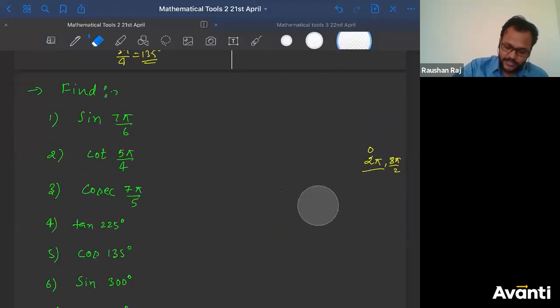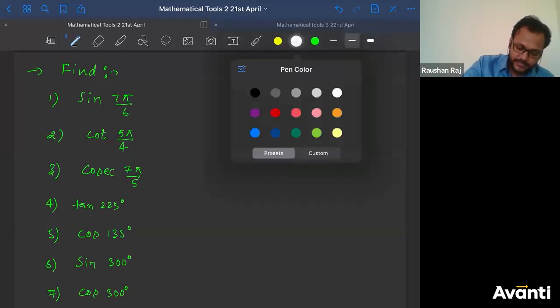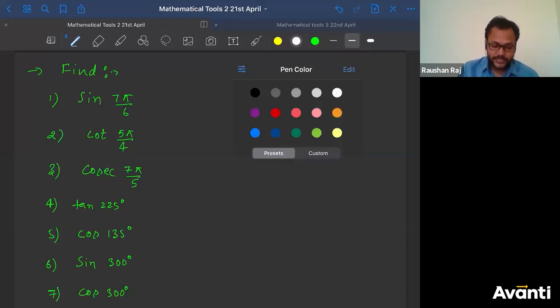Now we'll solve this question, these numericals. Now I hope everybody knows how to decide this sign. Let us go to this problem. We have to find the values of these many trigonometric ratios. First one is sine 7 pi by 6. I taught you yesterday that you can write a trigonometric ratio in the form of n pi plus or minus theta in terms of the trigonometric ratio of theta with plus or minus, right?